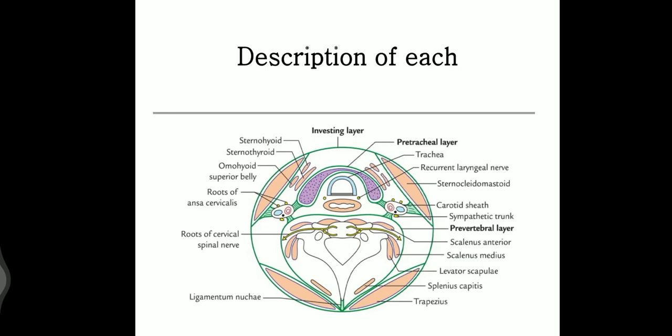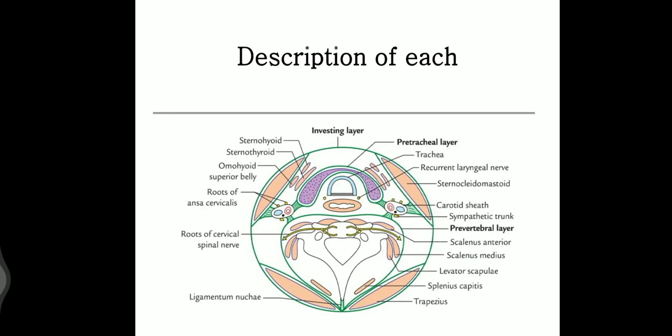If you trace from the spinous process, the green line encloses the trapezius muscle, then fuses to form the roof of the posterior triangle, again splits to enclose the sternocleidomastoid, fuses at the anterior border of the sternocleidomastoid, and joins with the opposite side. That is the investing layer of deep cervical fascia.